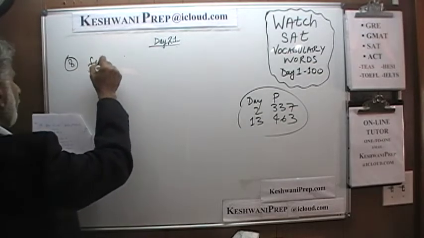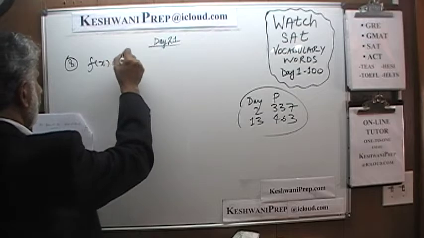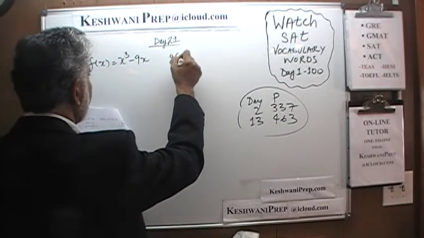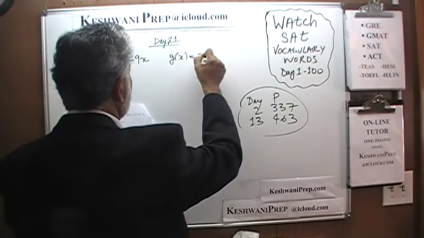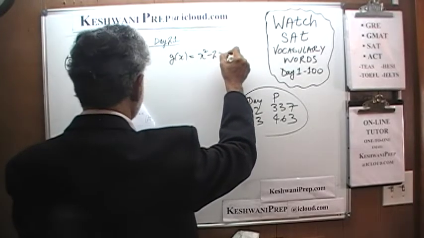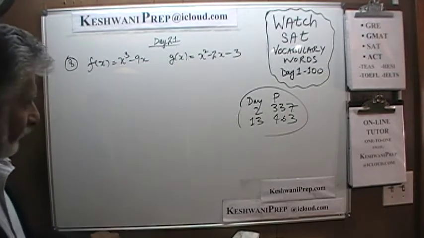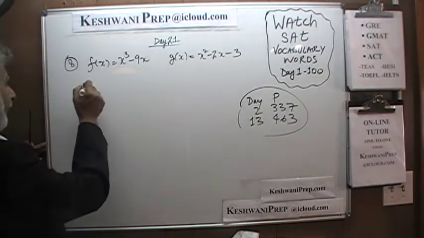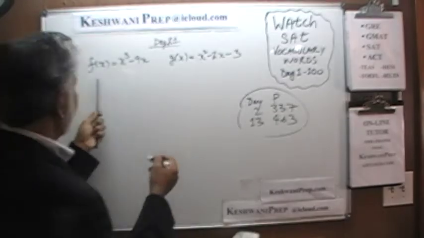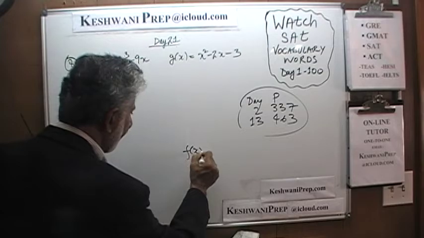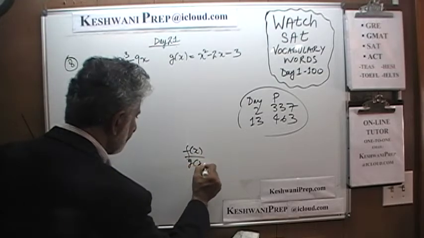Number 8, we are given f of x, we are told, is equal to x cubed minus 9x, and g of x, we are told, is equal to x squared minus 2x minus 3. And the question simply is, what's the value of f of x over g of x? So let's just simplify first. We want to find out the value of f of x over g of x.